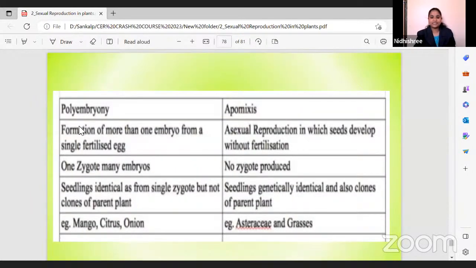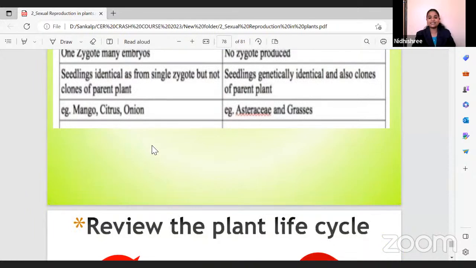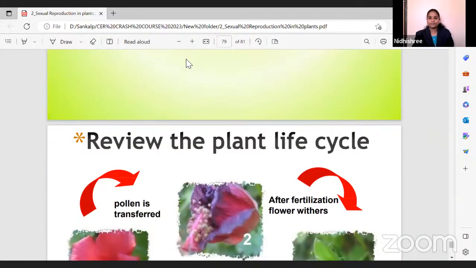Next, see here. Difference between polyembryony and apomixis. Polyembryony is formation of more than one embryo from a fertilized egg: one zygote forms many embryos. In apomixis there is no fertilization and no zygote is produced. In polyembryony the seedlings are identical, as from a single zygote, but not exact copies of the parent plant. In apomixis, those will be Xerox copies, or clones, of the parental plant. Examples: mango, citrus, onion; also grasses and Asteraceae. Asteraceae means the sunflower family.